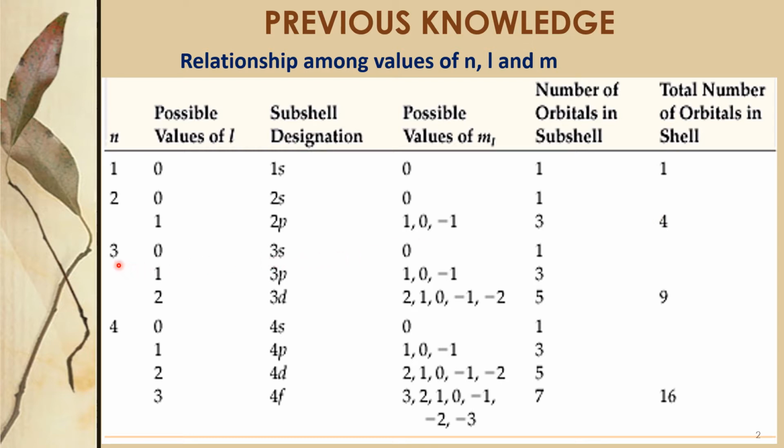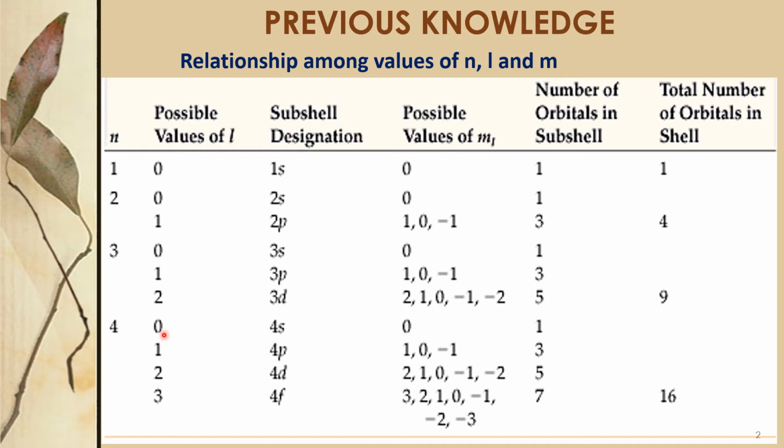n equals 3, the K, L, M shell. Values of l equal 0, 1, 2. This is s, this is p, this is d: 3s, 3p, 3d. In s, further there is no orientation. It is spherical. In 3p again px, py, pz. In d there are 5 orientations. We will see afterwards. In the same way, when n equals 4, it is the N shell.